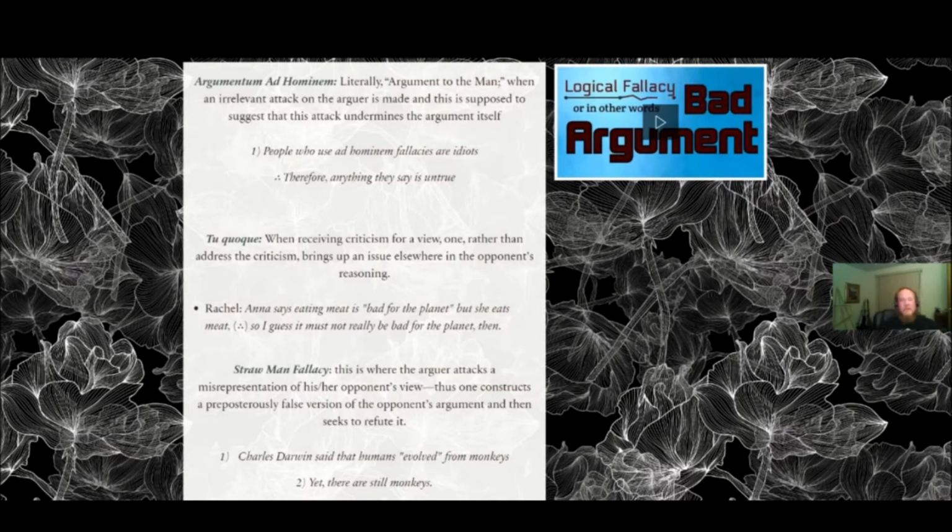All right, so the example I have here is people who use ad hominem fallacies are idiots. A lot of people use them. A lot of people just start making fun of other people. Politicians do this a lot. Well, this person's an idiot. You shouldn't trust what they say. Well, maybe, but that doesn't actually have anything to do with the point that they may have been making. You can call someone an idiot all you want.